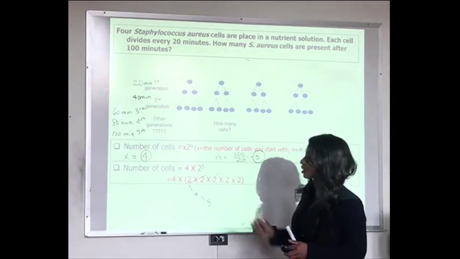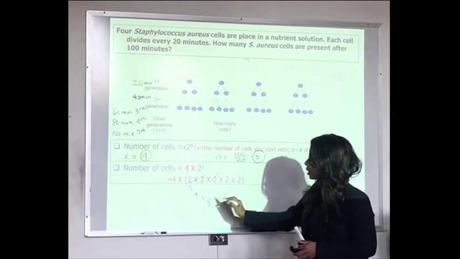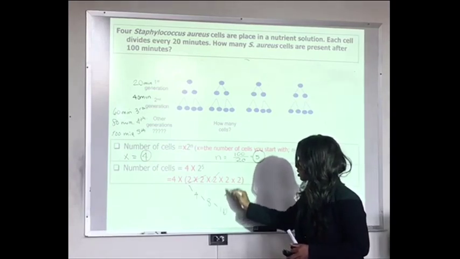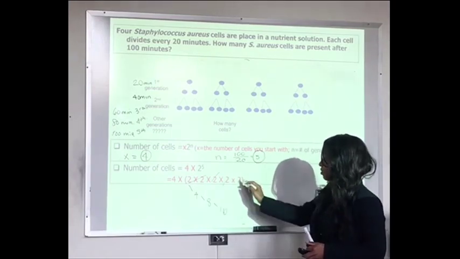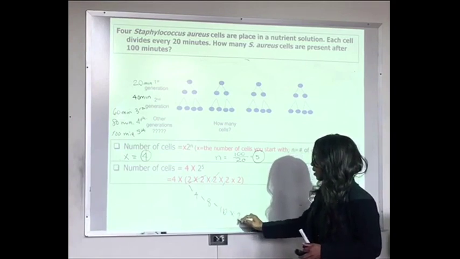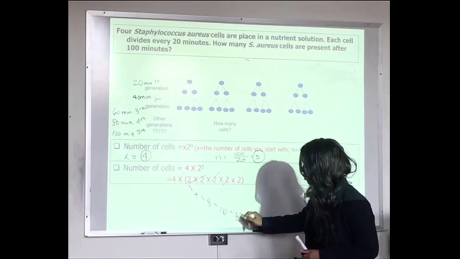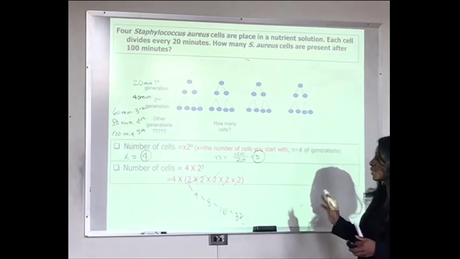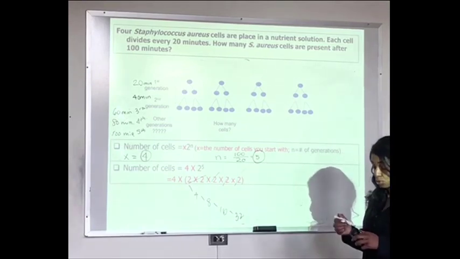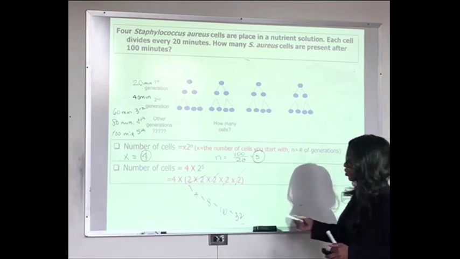Then it's 2 times 8. This will give me 16. I use that 2, I cross it out. And then 2 times 16 gives me 32. So I cross out that 2. So now I know I multiplied all my 2's. I didn't leave any behind. So my exponent 2 to the 5th will give me 32.